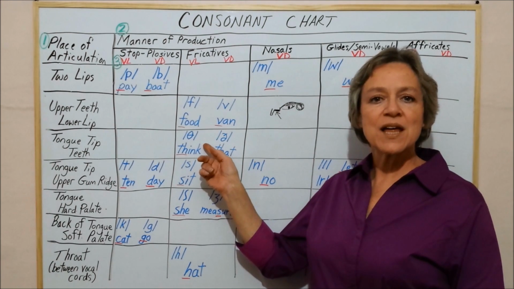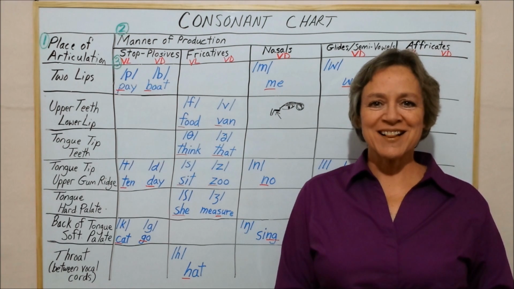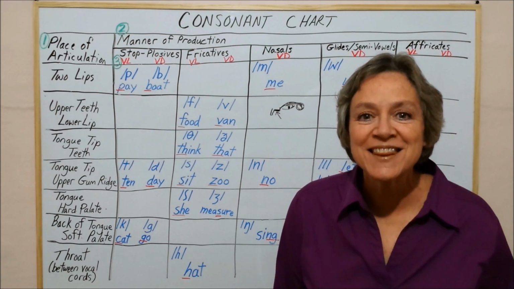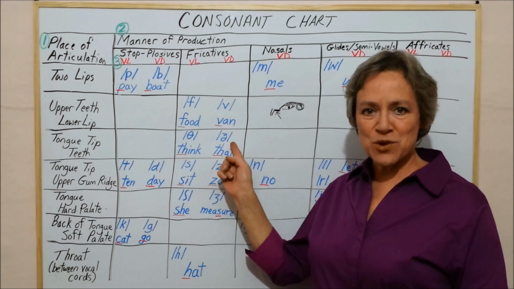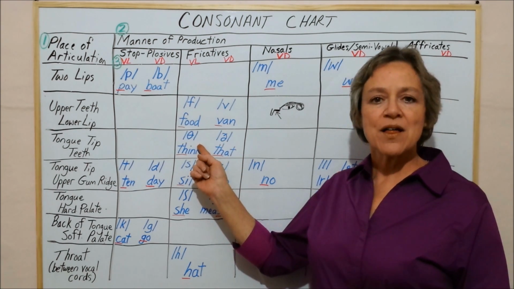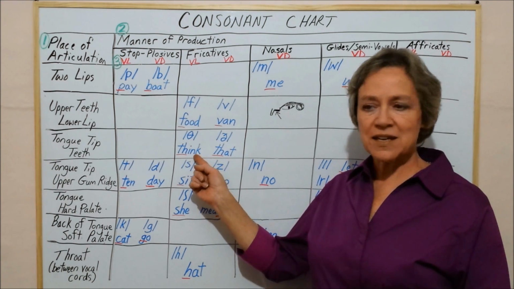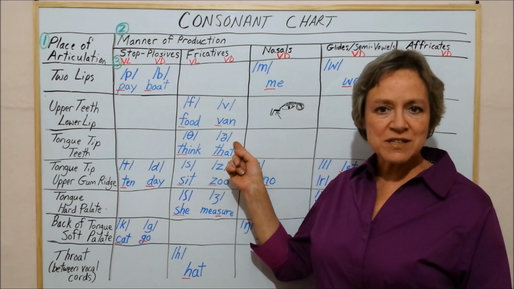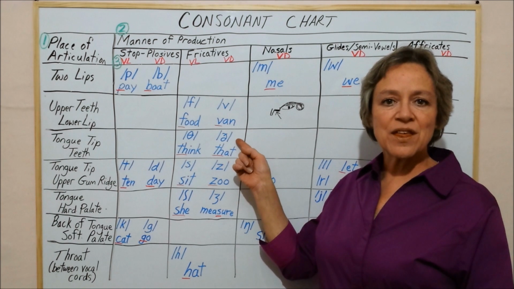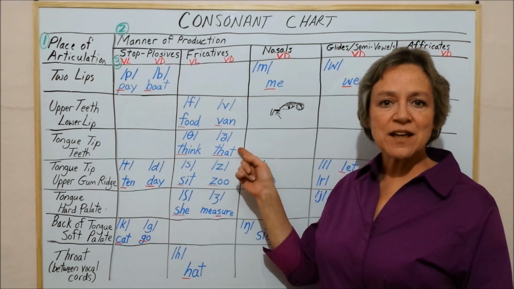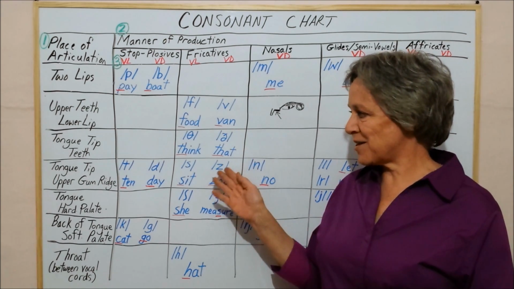So this one is, can you see my tongue and my teeth? Okay. This is the voiceless sound. This is voiced. Okay. So this is think. Think. This one is the voiced sound, but I still have to have my tongue between my teeth. That. That. Okay. Let's continue down this column.